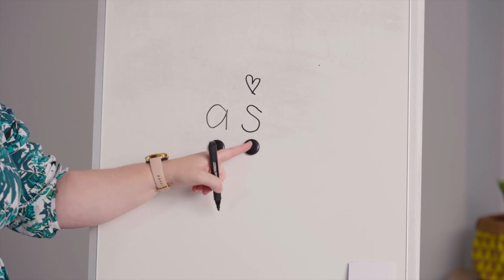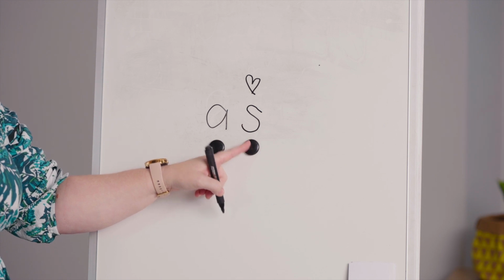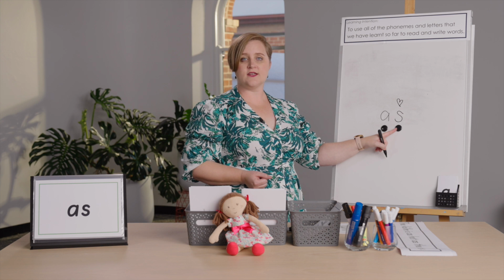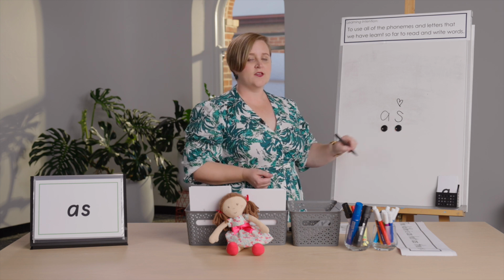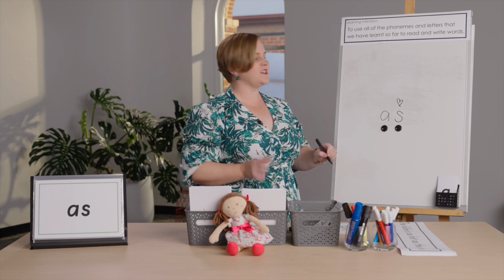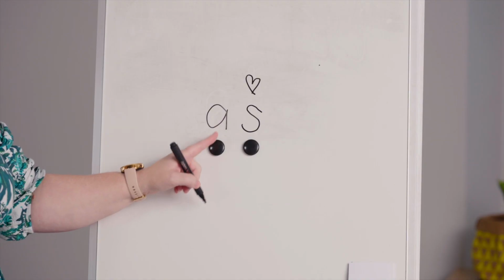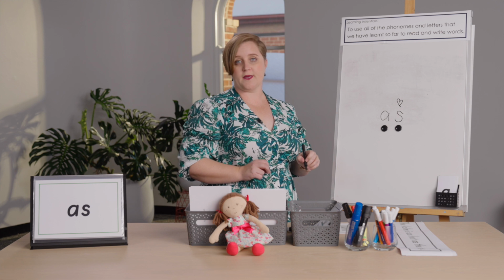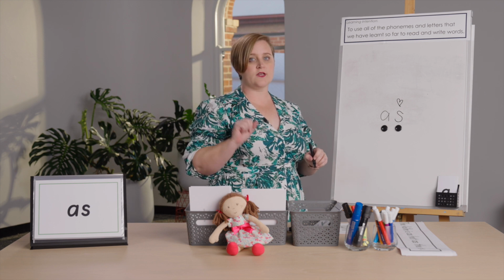Sometimes the letter S at the end of a word after a short vowel can say z, as in zip. So let's spell that word together. Let's say the letter names. A-S, as. I want you to pick up your pencil now, and we're going to write it 3 times.